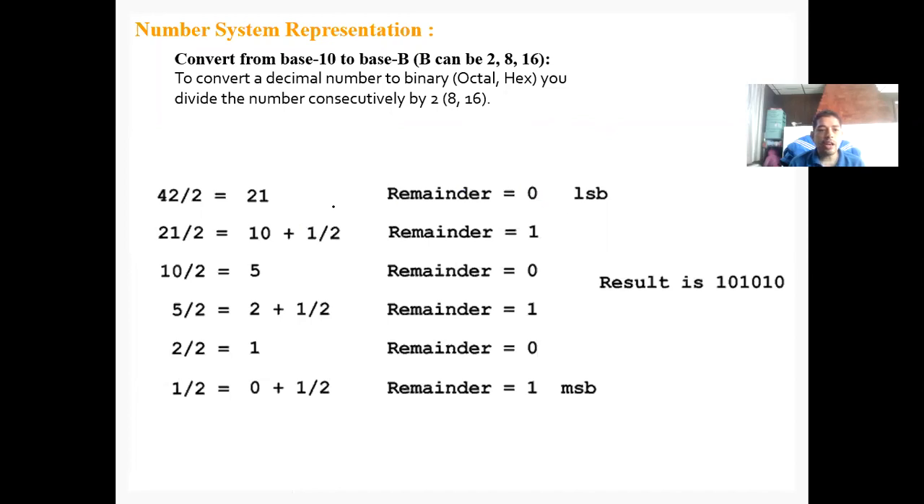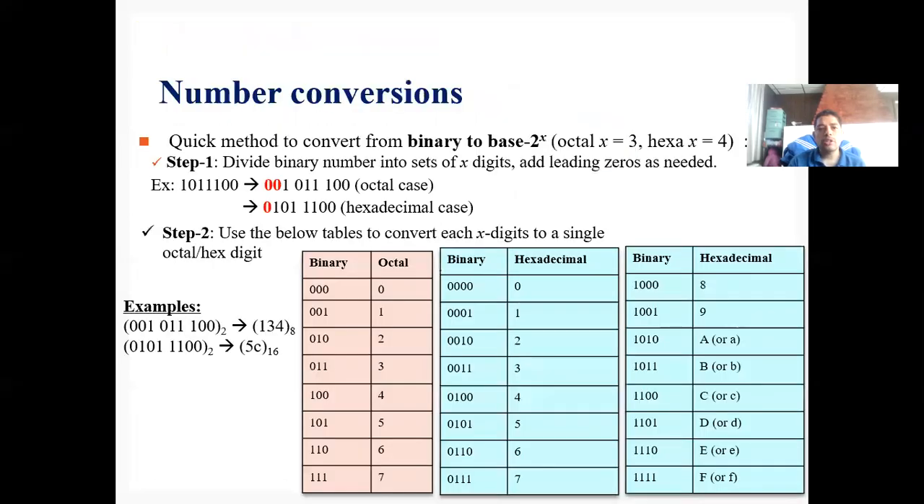You just keep on dividing by 2 in this case because we are talking about binary, right? So when I change your number base 10 system to base 2 system, that's why we keep dividing by 2. If you want to change your base 10 to base 8, you keep dividing by 8. If you want to change it to base 16, you keep dividing by 16. Okay, that's a simple rule. All right, so let's move on to the number conversions here.